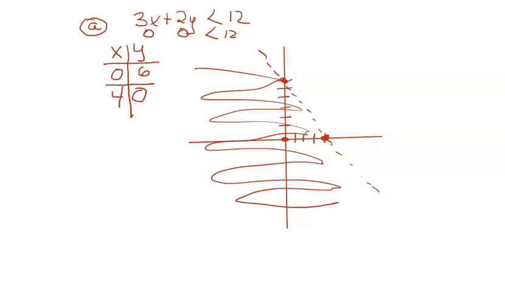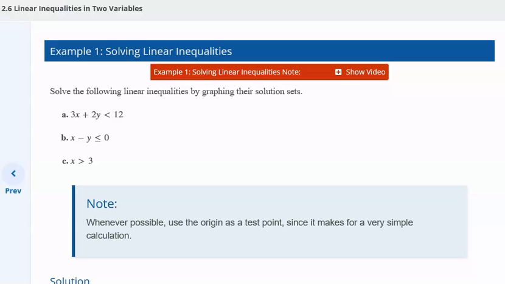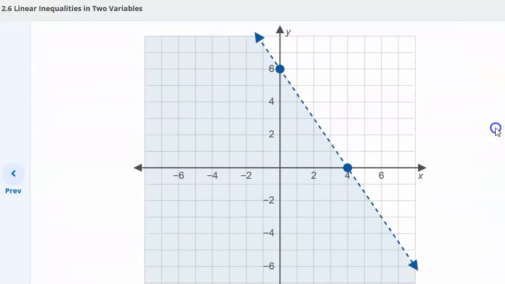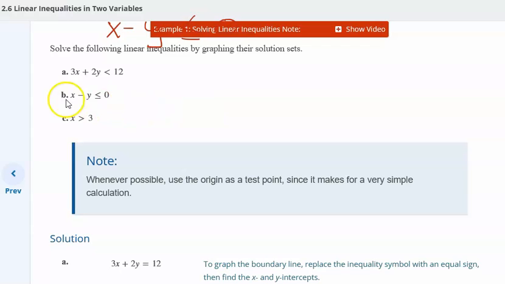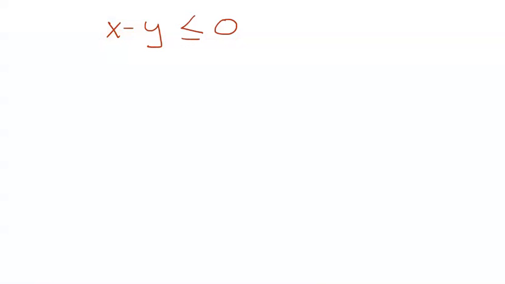Let's go back and take a look to see if we had it correct here. And we'll scroll down, and there we do. We have it correct. All right, let's go on to example 2. In item B, I've written the example. Let's go to the whiteboard.